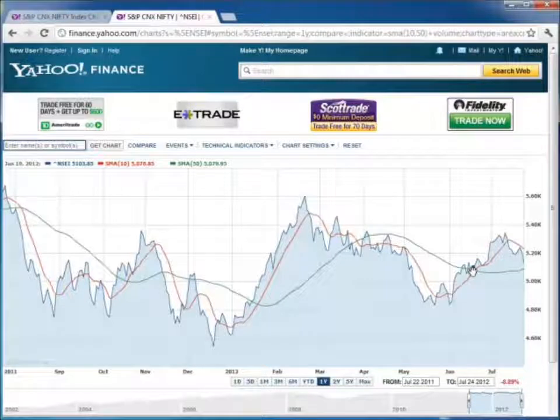So you can see it's fairly intuitive as to how this works. All we need to do is ensure that whenever the shorter moving average is above this longer moving average, we have a long position. And whenever the shorter moving average is below the long moving average, then we have a short position. And that's all we really need in order to implement this strategy. So it's actually a fairly simple strategy.